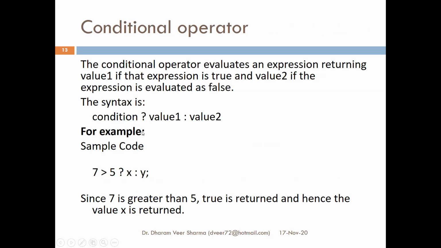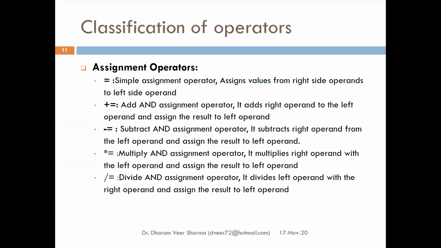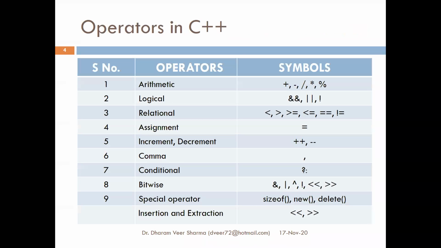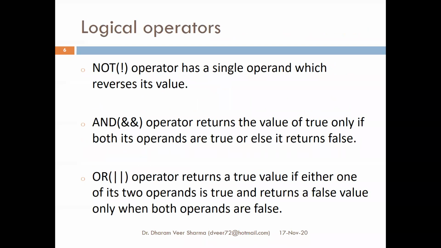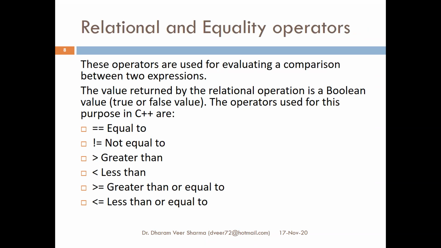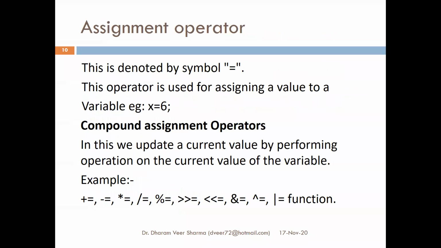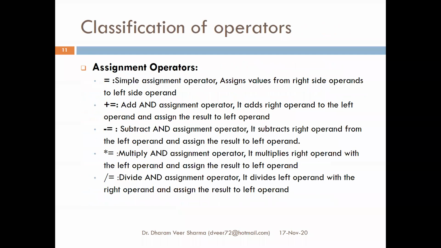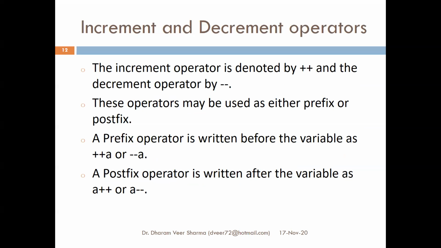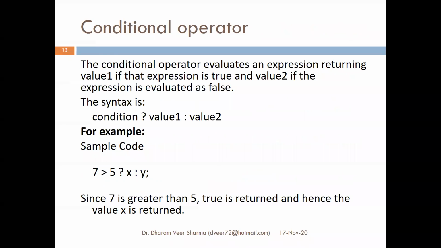The operators we have discussed so far: first were arithmetic operators, then logical operators, then relational operators. All these three types of operators are binary operators; they will have two arguments. Assignment operator is again a binary operator, and increment and decrement are unary operators. Unary operators mean they will have only one operand. Conditional operator is a ternary operator. It will have three arguments. Let us discuss it here.